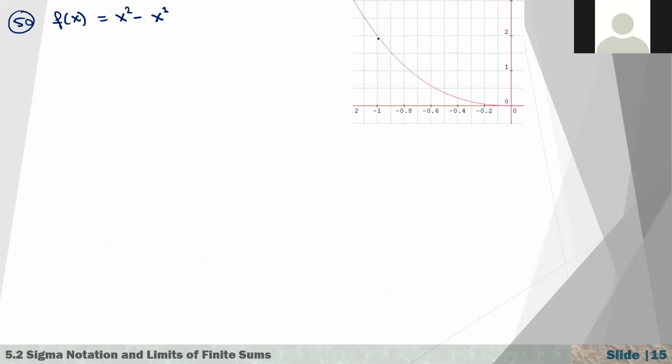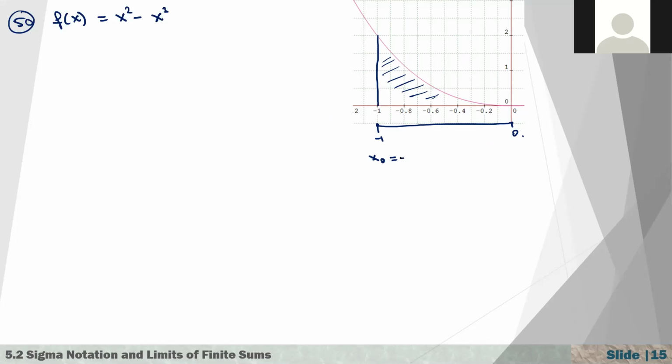As you see here in the graph, we are talking about this region. I have already plotted it here using Graphmatica. We are going to find the area of this region. Our interval is from -1 to 0. Now I am going to divide this into n subintervals. So how can I form the Riemann sum?